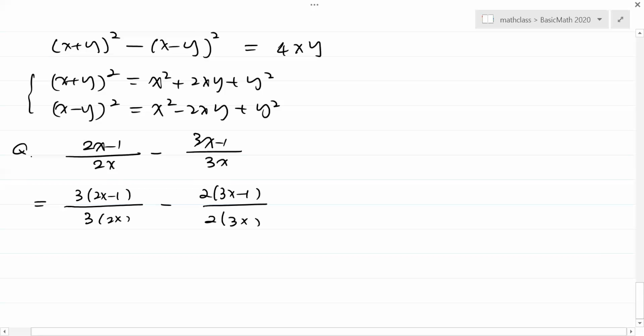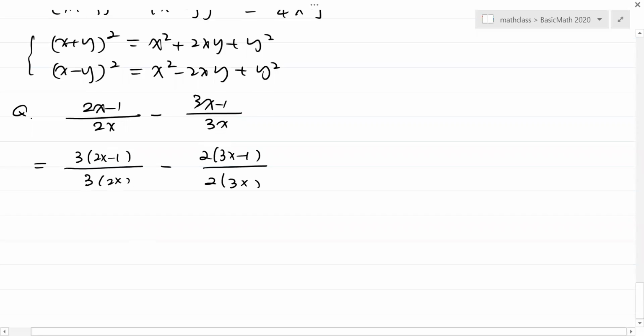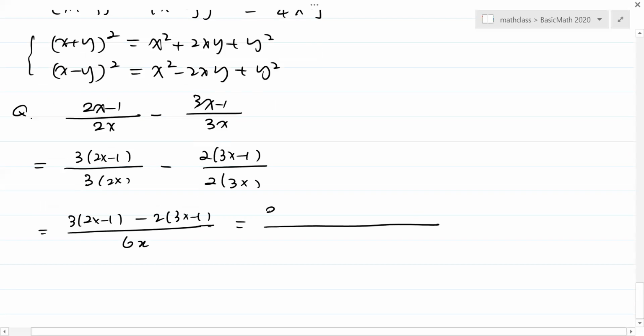Okay. Then the denominator is going to be 6x, no problem. So let's multiply this up, right? So 2x minus 1 minus 3x minus 1. How do you multiply them out? It's going to be 6x minus 3, right? Still put the parentheses here, don't forget, okay? And 2 times 3x is 6x. 2 times negative 1 is negative 2.